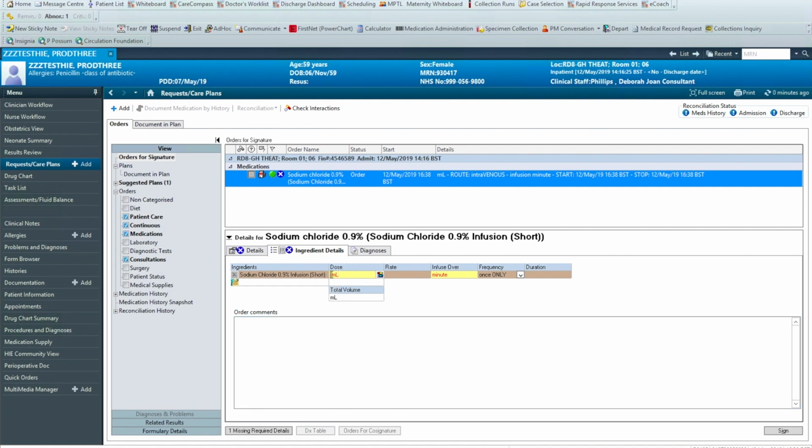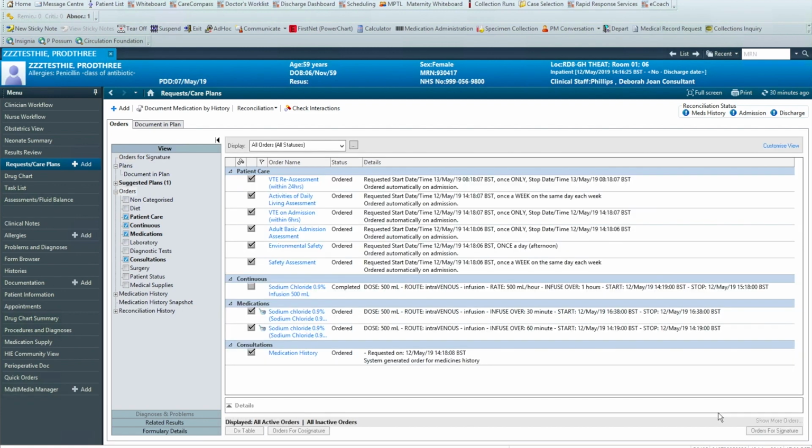You then fill in the missing details, again much in the usual way. It'll ask me over what timescale I want this. So in this example, let's have 500 ml of saline in 30 minutes. So remember, use the short infusion orders for infusions of an hour or less, and there'll be no risk that they fall off the drug chart if they're a bit late in getting started.